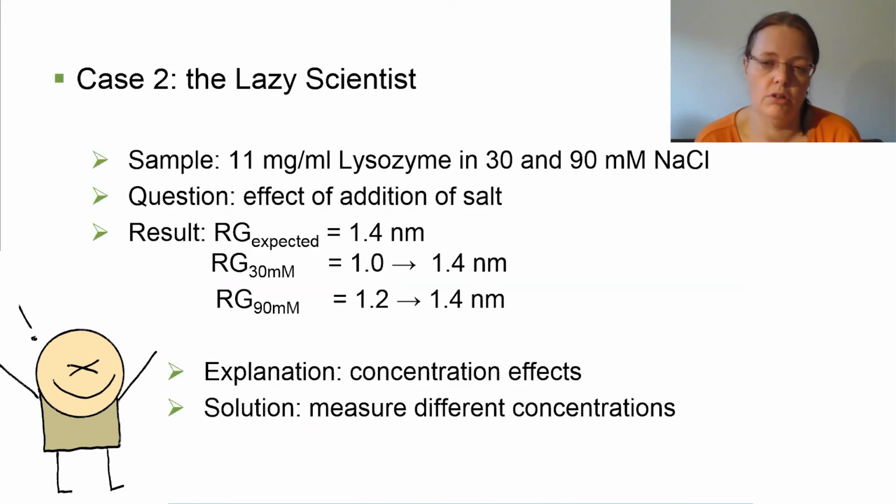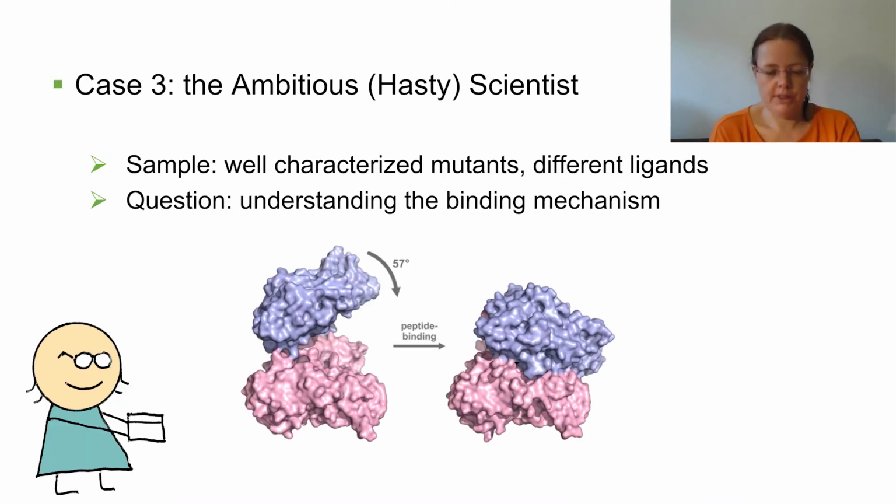So doing additional dilution steps normally doesn't cost too much of your beam time, and it's really worth the effort to see what's happening, and it's really also expected that you measure over a wider range of concentrations so you can explain what's going on. So here, if you do the concentration series at 30 millimolar and 90 millimolar, you can see that actually they all have the 1.4 nanometers as the expected Rg. So this user also becomes happy once he realizes that he has concentration effects, and you should really be measuring at different concentrations.